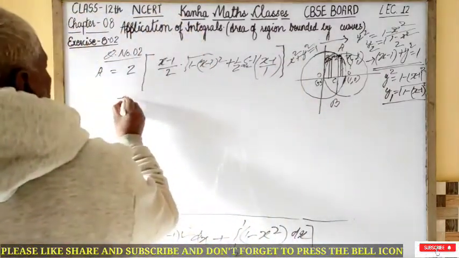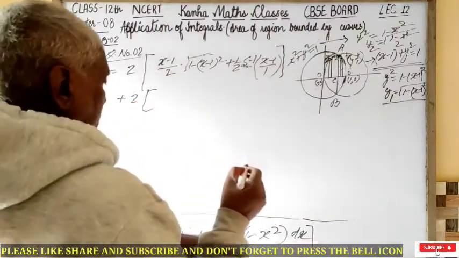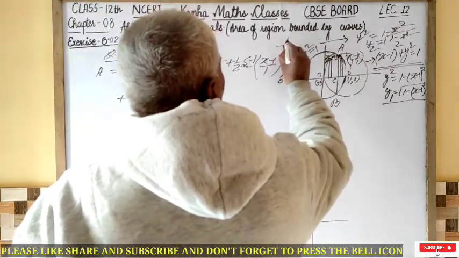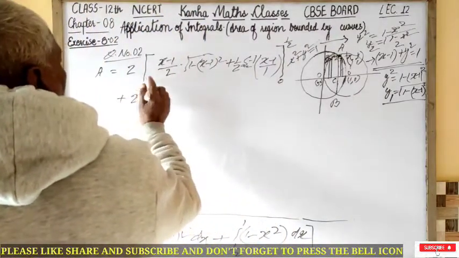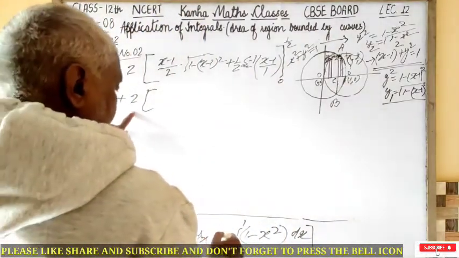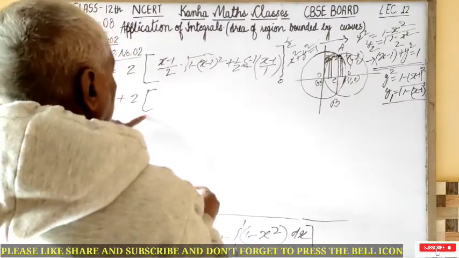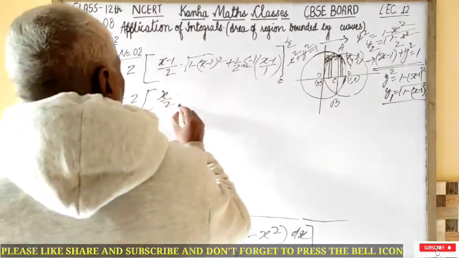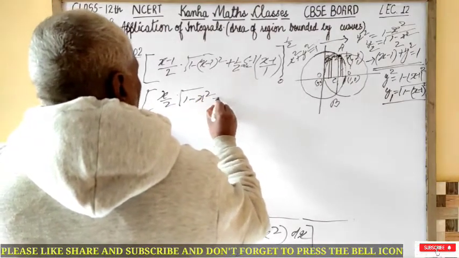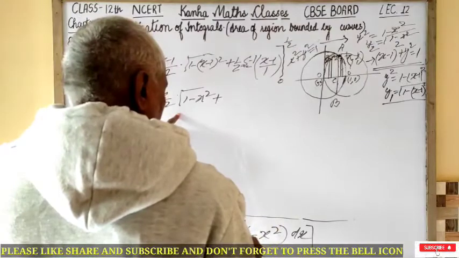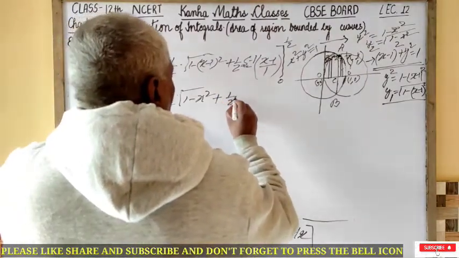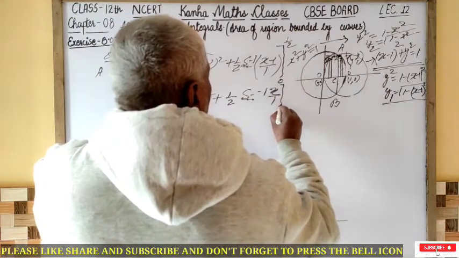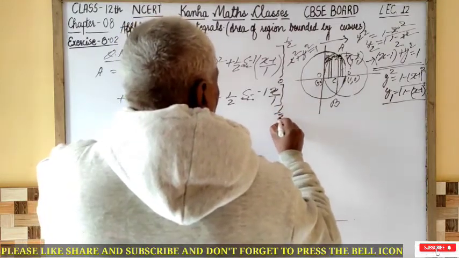And plus 2 times, here, this is from 0 to 1/2, and this is 2 times x/2 into root of 1 minus x square plus a square by 2, that is 1/2, sine inverse x by 1. This is from 1/2 to 1.